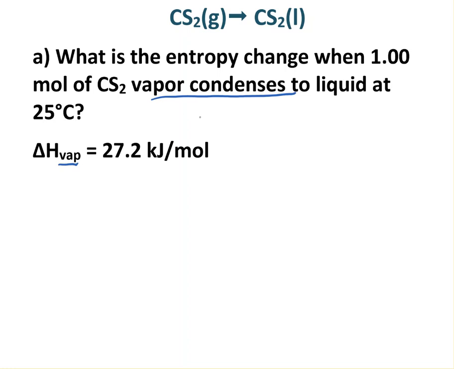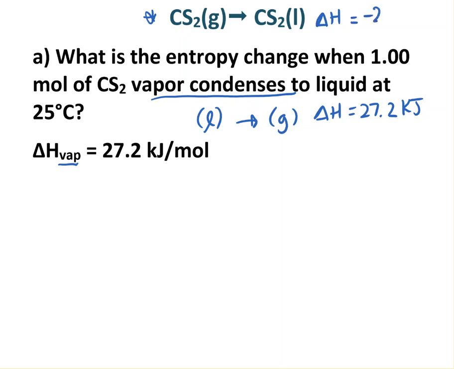In other words, we know that from the liquid to the gas, the heat of the reaction is 27.2 kilojoules. But if we're looking at the substance condensing, the opposite reaction, then the heat of this reaction is going to be negative 27.2. Just like we learned, when you flip the reaction, you flip the sign on the heat of the reaction.